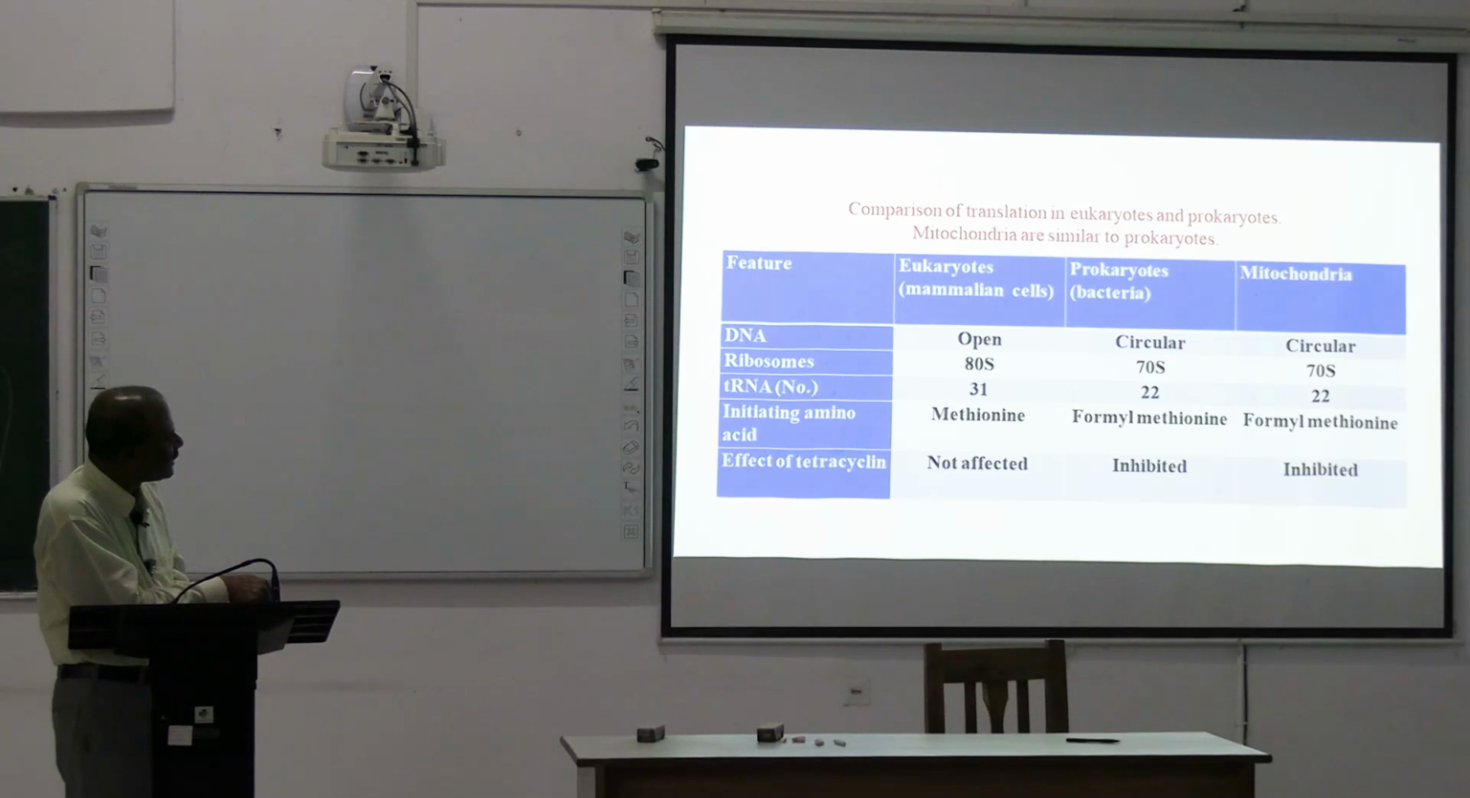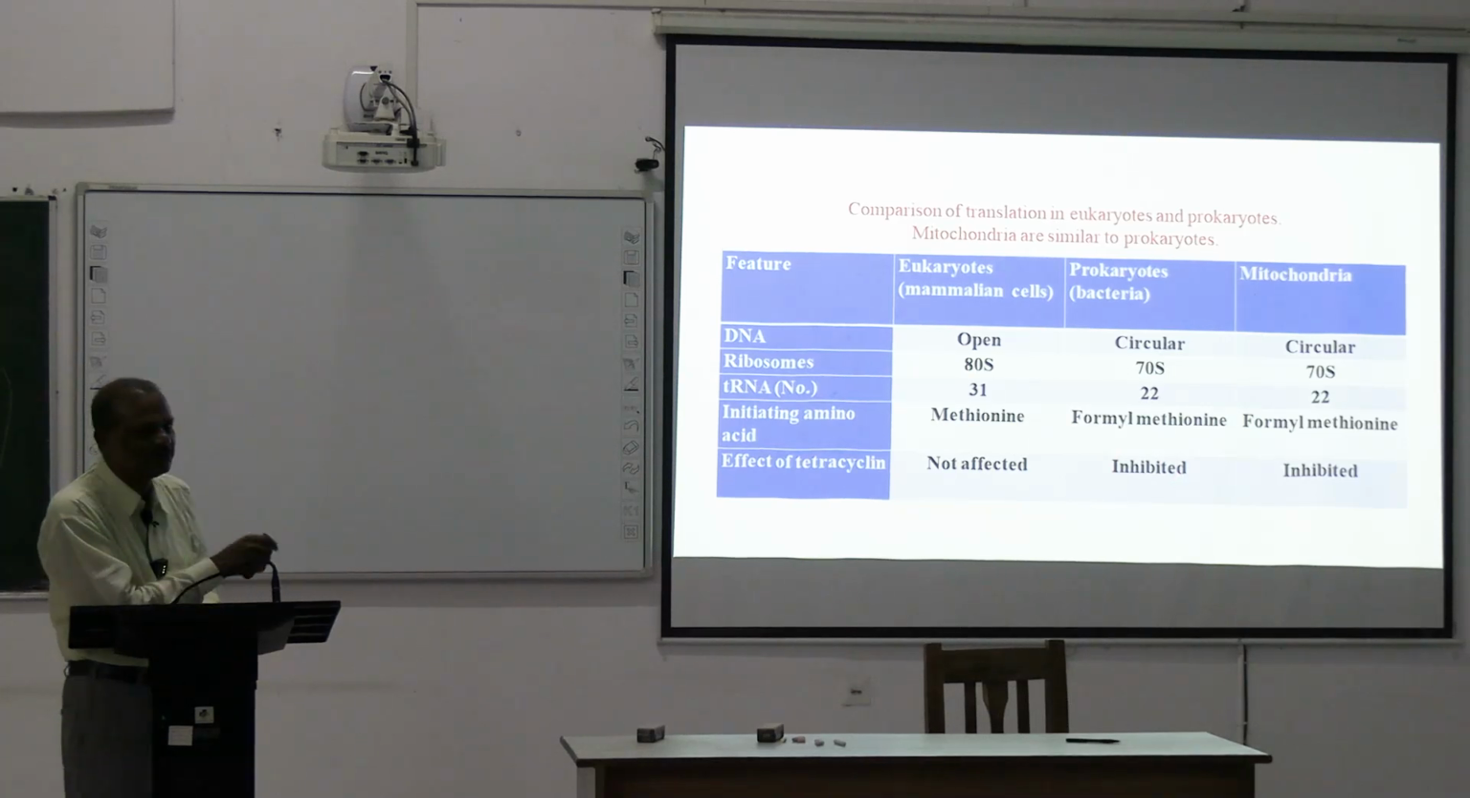In prokaryotes, the genome is circular, and here it is circular too. The ribosome is 70S, and there are 22 tRNAs. The initiating amino acid is formyl methionine. Effect of tetracycline: in eukaryotic cells it is not affected, but here it is inhibited.